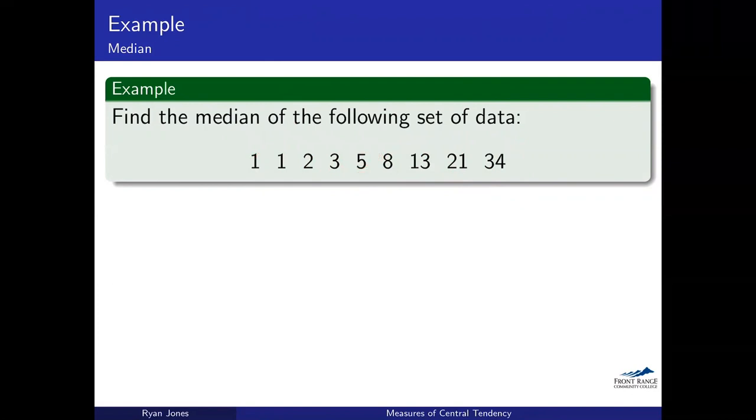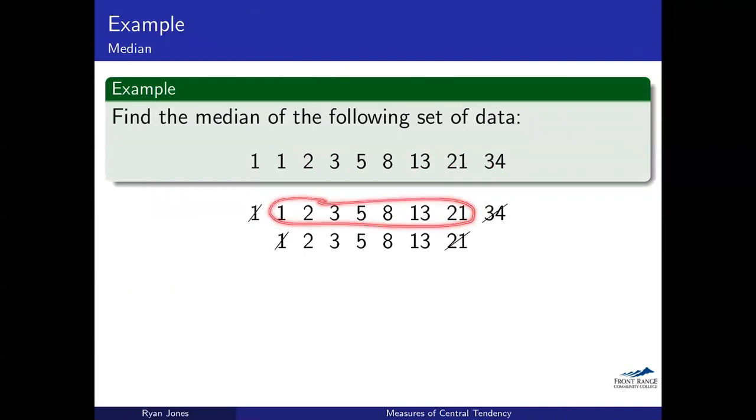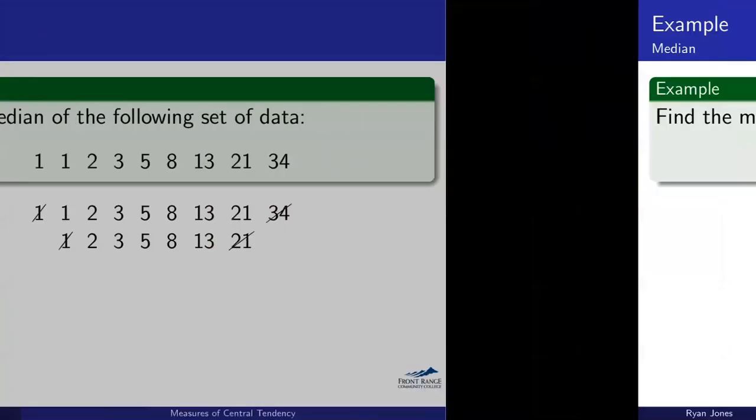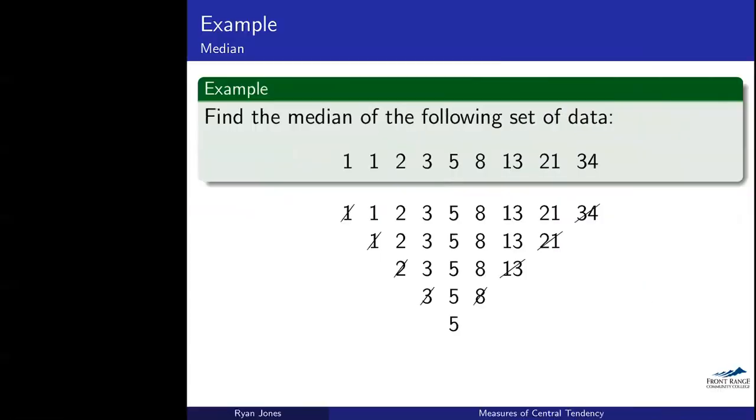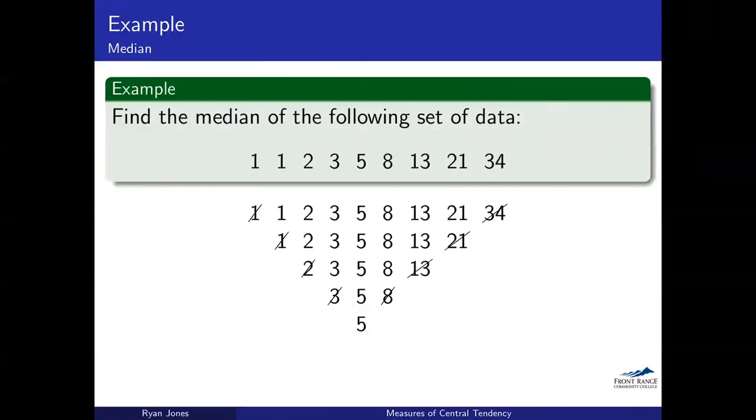So to show this in a little bit different light, step by step, I've listed the data right here up at the top, and then I've crossed out the numbers on the side. So then I say, all right, now I have just these numbers here. Let's cross out those end numbers. And now I just have 2, 3, 5, 8, and 13. So then write that 2, 3, 5, 8, and 13, cross out the end. I now have 3, 5, 8, and then I have my 5 right there. And that's my median. That 5 is the middle point of the data. It's the data value that is right in the middle if I just start crossing off endpoints there.